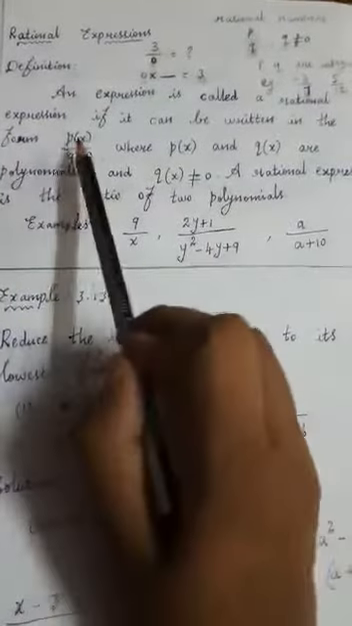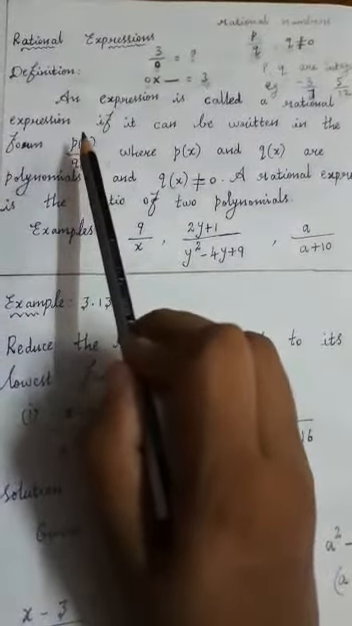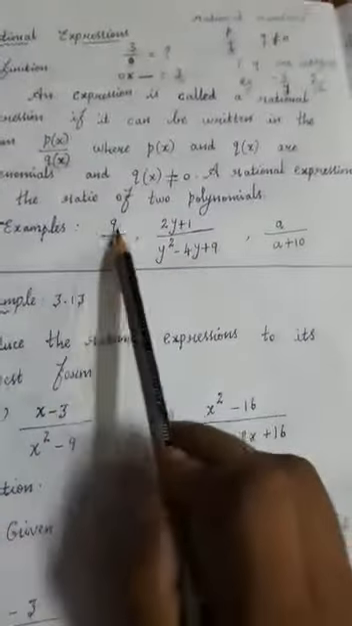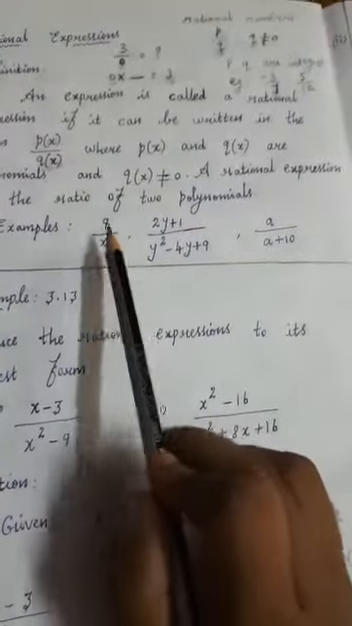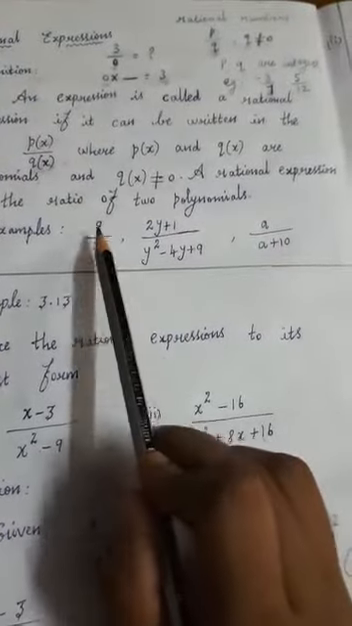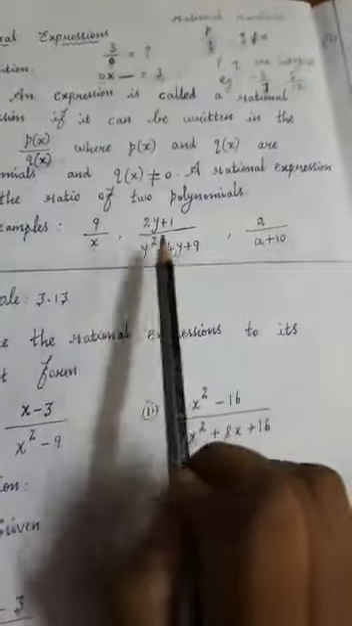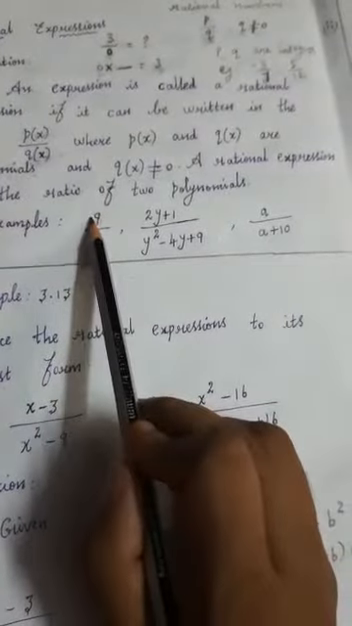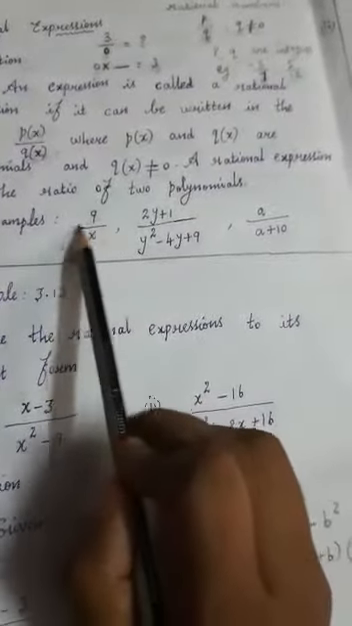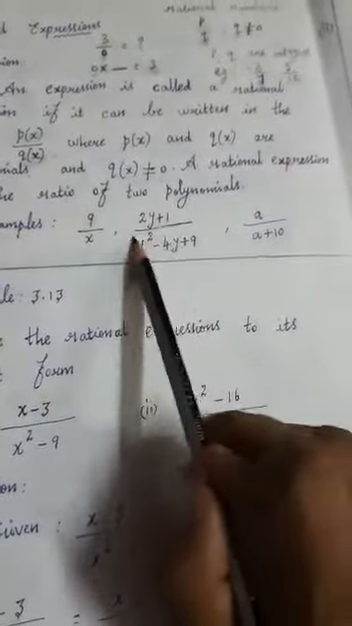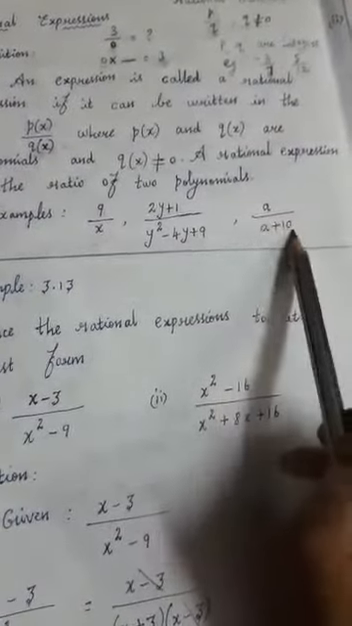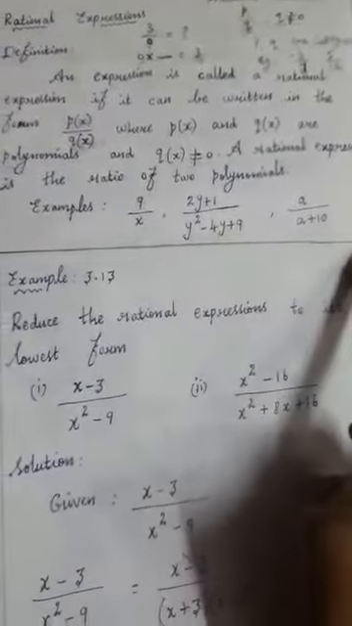The ratio of two polynomials means the ratio of the polynomials p of x and q of x. There are a few examples here. The numerator is one polynomial and the denominator is another polynomial, p of x divided by q of x. If you have an expression in that form, you can call it a rational expression. Here a constant term, here a variable term, in the p of x divided by q of x form. So this is a rational expression. The next one, 2y plus 1 divided by y square minus 4y plus 9. The next one, a divided by a plus 10. These are examples of rational expressions.